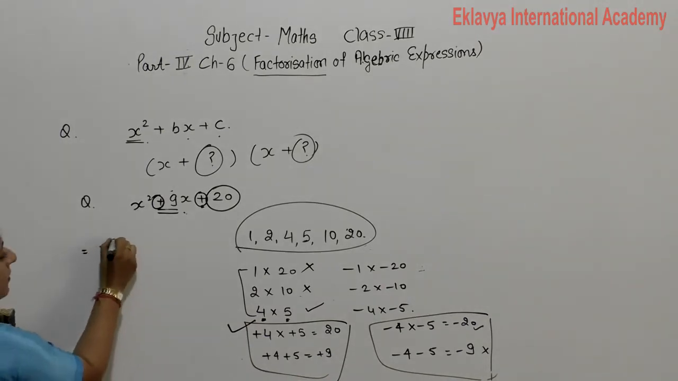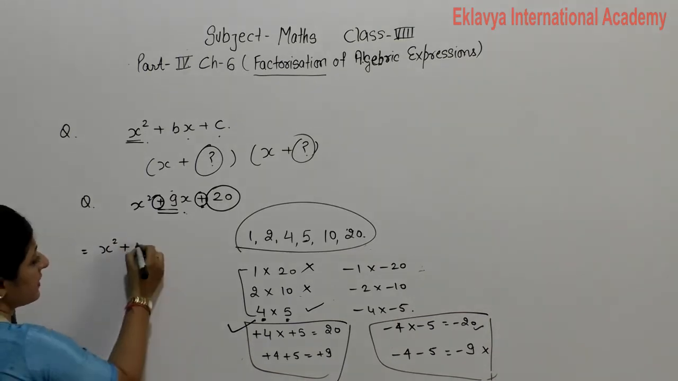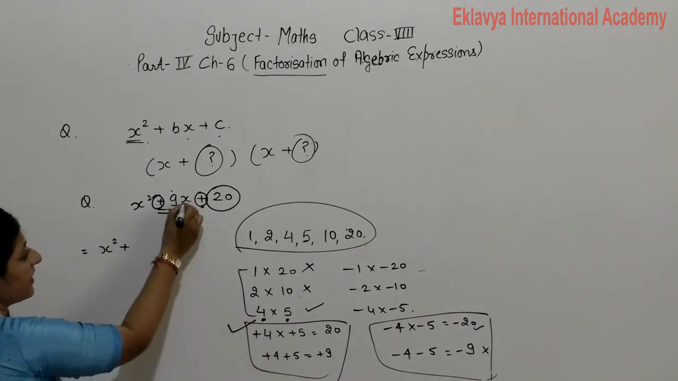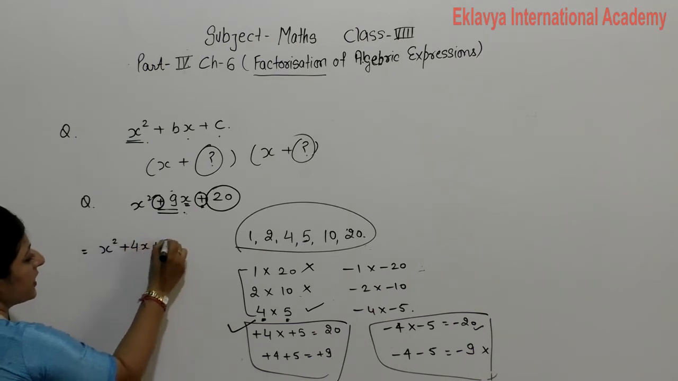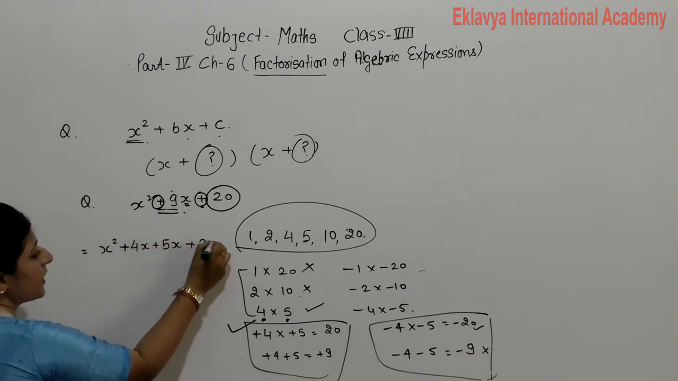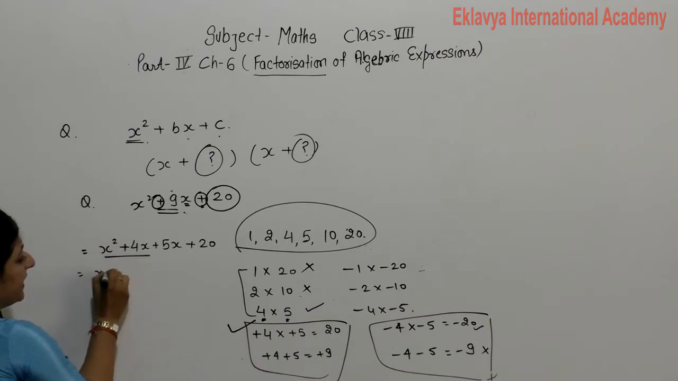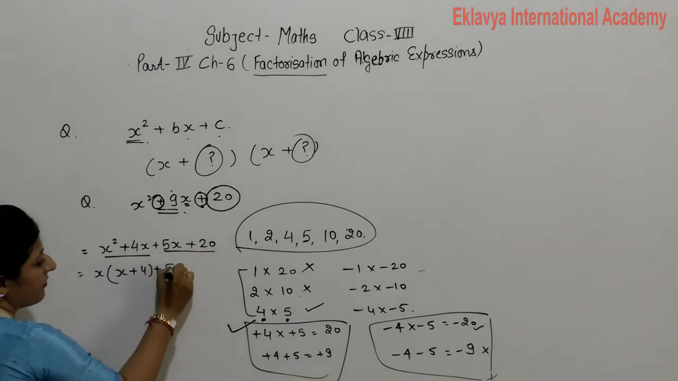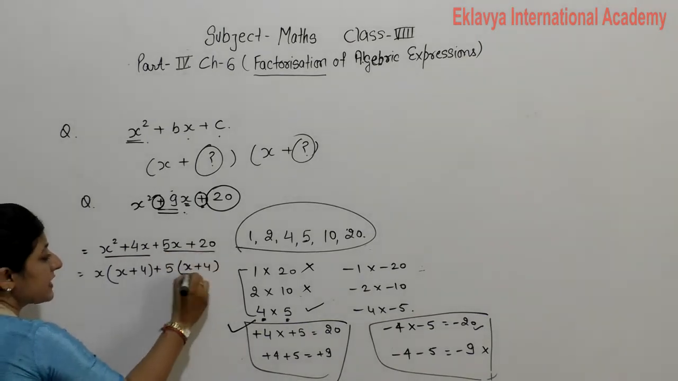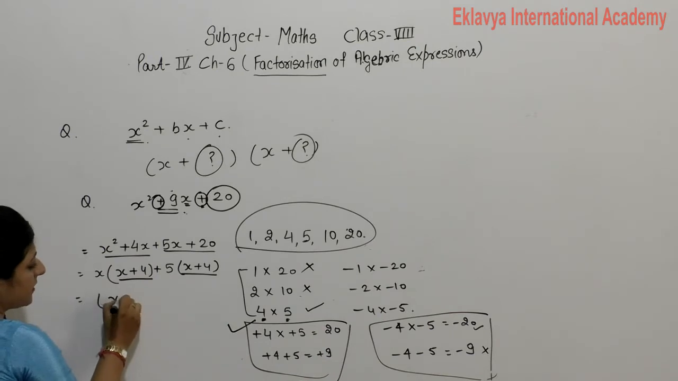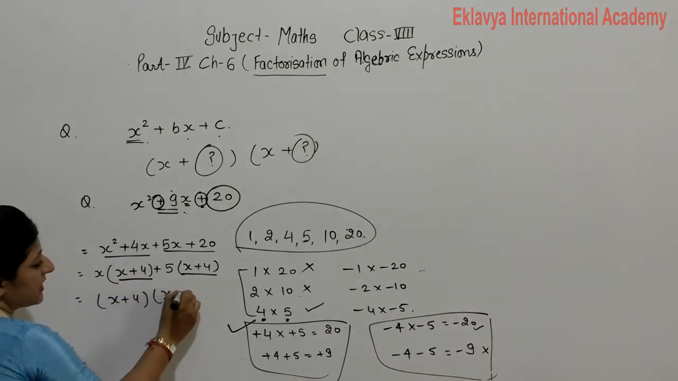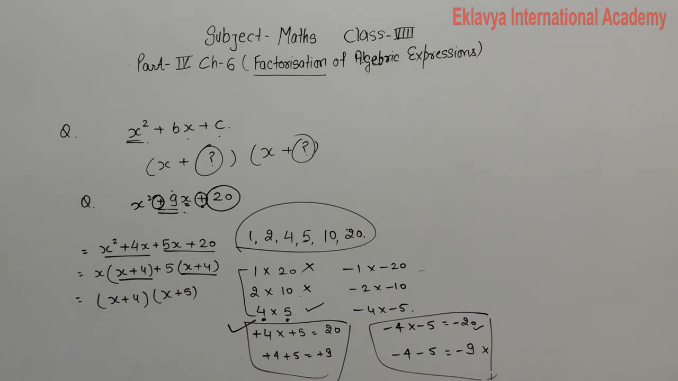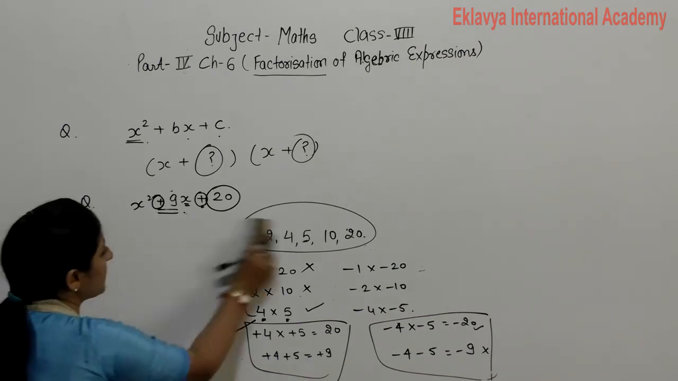How to apply now? x square plus 4x plus 5x plus 20. Then you can get easily your factors: x plus 4 is common in both, and 5 also gets x plus 4. See, now the common factor is x plus 4, then the remaining is x plus 5. Then x plus 4 multiply by x plus 5. More examples, see.